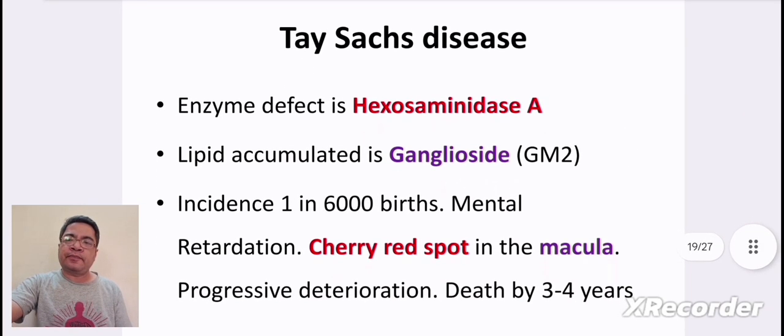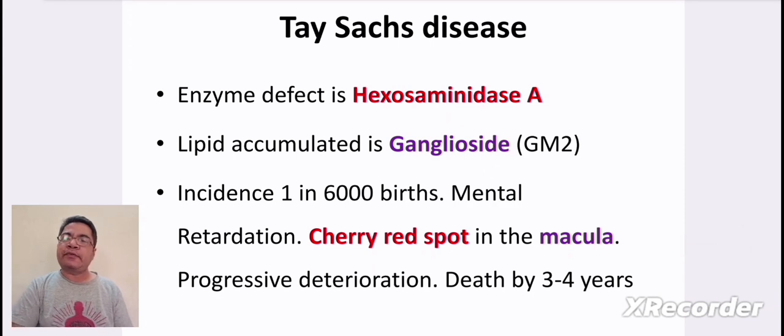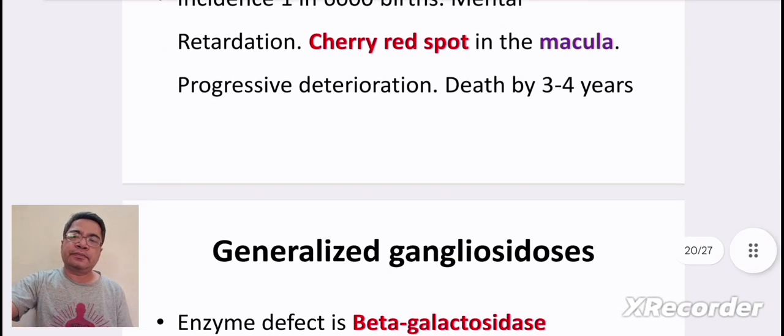Tay-Sachs disease. The enzyme defect is hexosaminidase A. Lipid accumulated is ganglioside. Incidence is 1 in 6,000 births. Mental retardation, cherry red spot in the macula, and progressive deterioration are seen. Death by 3 to 4 years of age is seen.